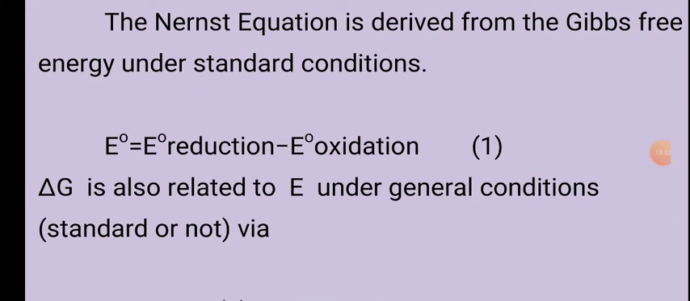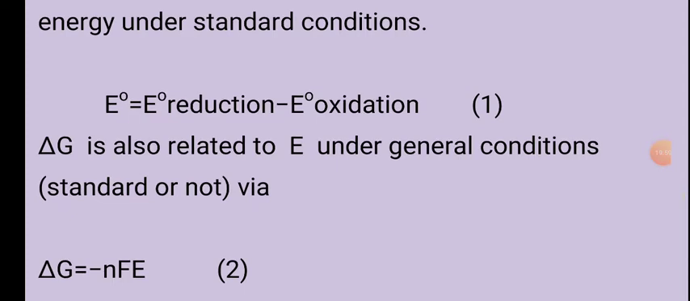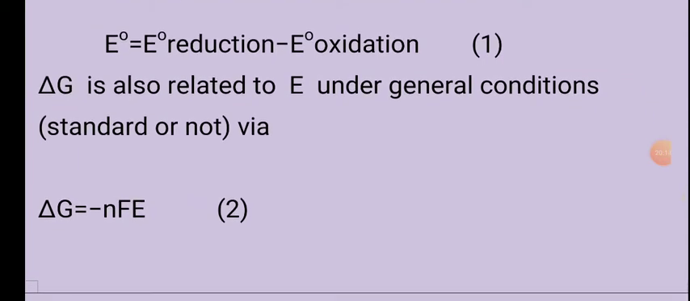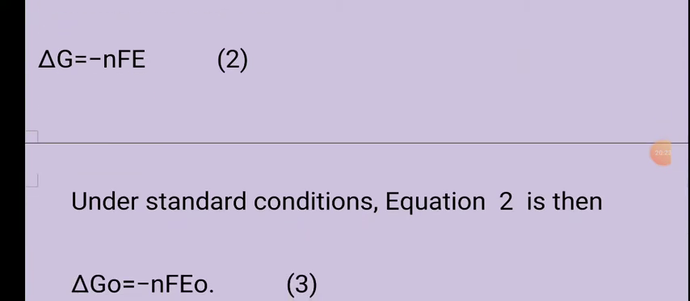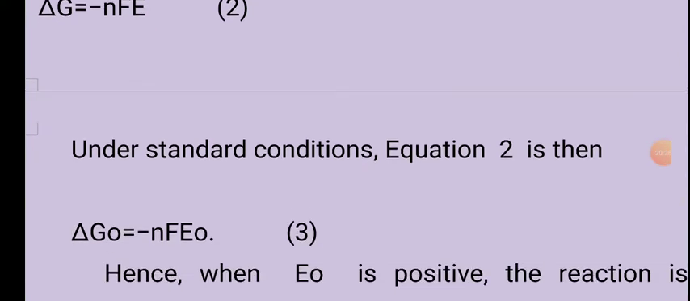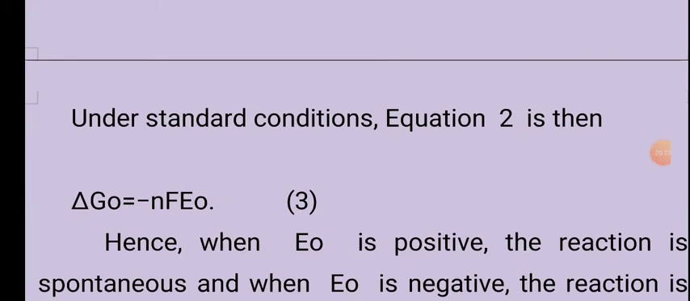If I represent a cell potential in the standard condition, then E0 will be E0 reduction minus E0 oxidation. So basically you can write that as E cathode minus E anode, because oxidation is at the anode and reduction at the cathode. Now del G is also related to E by the equation del G is equal to minus nFE. So by combining 1 and 2, or very simply using the standard condition, del G0 is equal to minus nFE0.